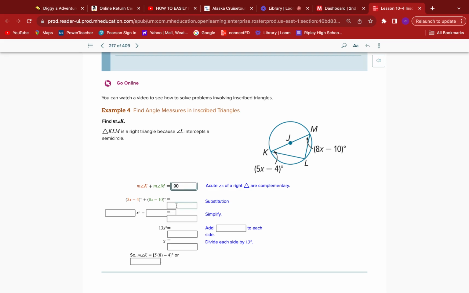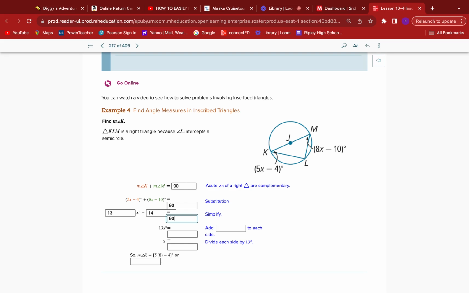All right, so we got 5x minus 4 for angle K plus angle M, 8x minus 10, equals 90 because they are complementary. Okay, so I'm going to combine like terms. 5x plus 8x is 13x. And I'm going to combine -4 and -10 for -14. And that equals 90. So now you've got 13x minus 14 equals 90.